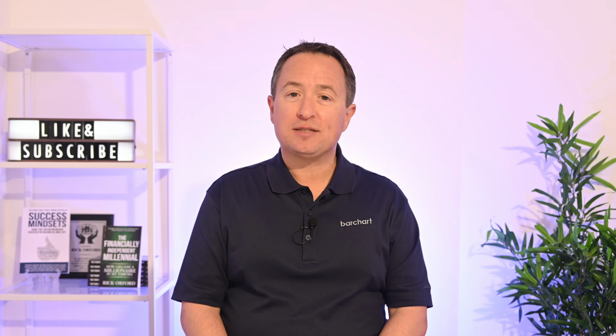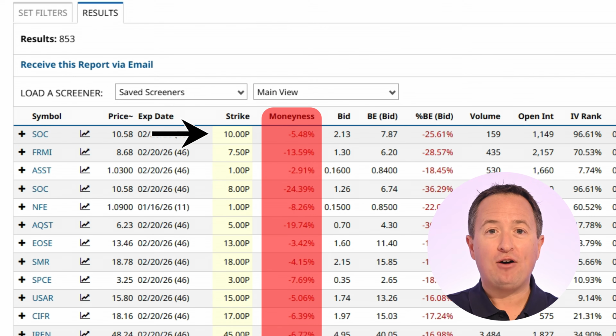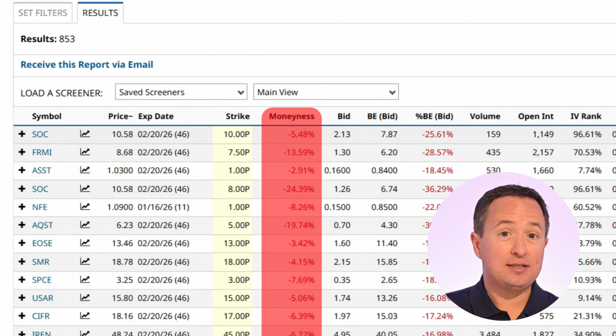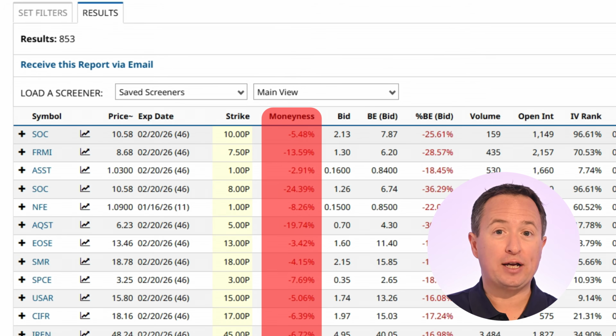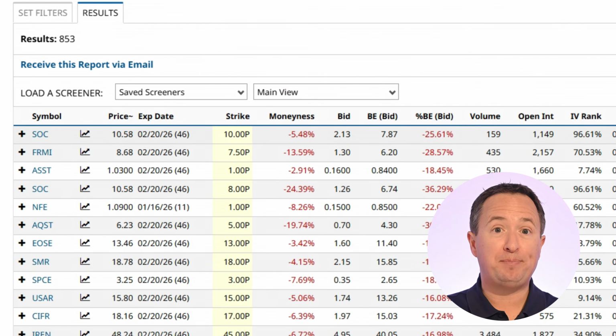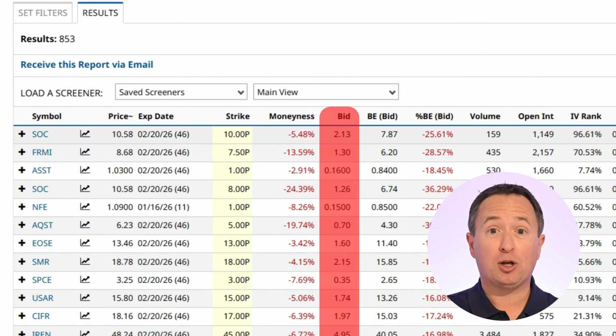The next column is moneyness, specifically how far away the strike price is from the current price. Negative moneyness means the trade is out of the money, which in this case, it just means that the strike price is lower than the underlying trading price. Positive moneyness means that it's in the money and is at risk of assignment. Next is the bid column. This shows how much people are willing to pay for the specific put option.